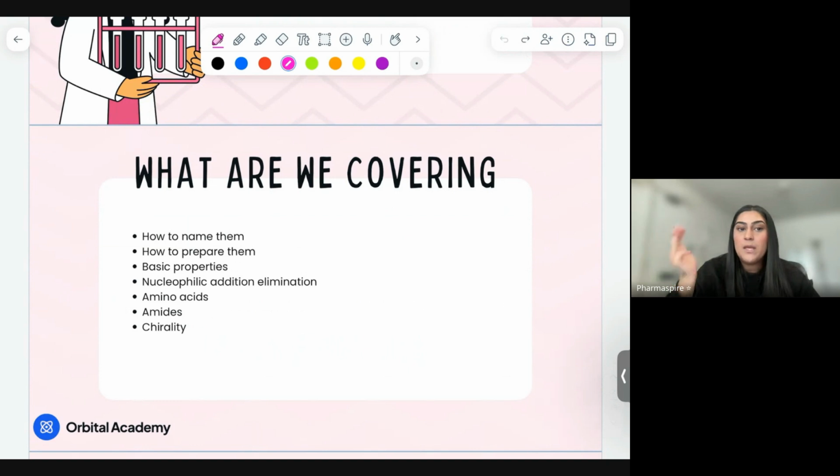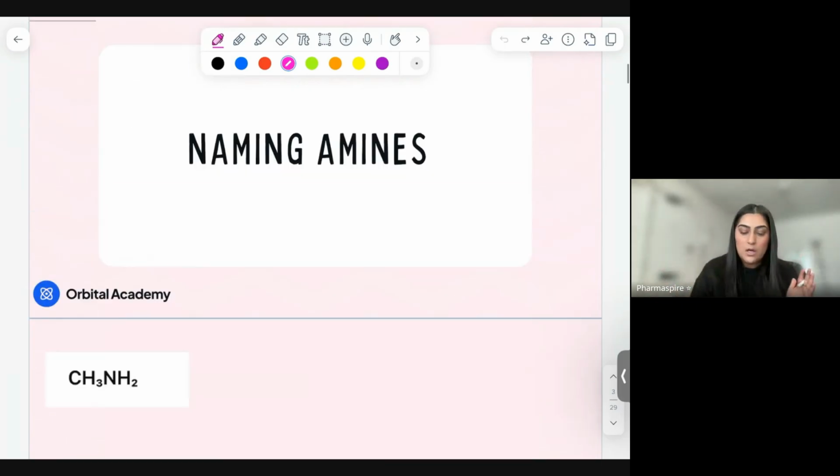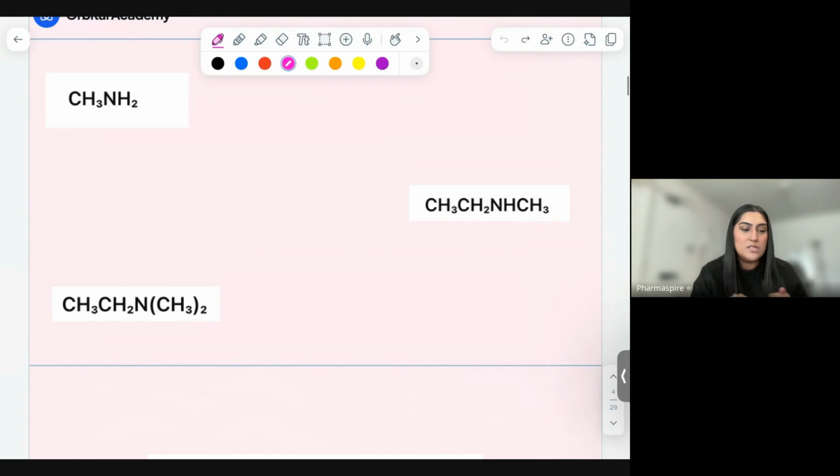How to prepare them, the basicity and properties you need to know that will probably come up this year, nucleophilic addition and elimination, amino acids if we have time. We'll talk a bit about amides. Chirality is a given with amino acids, and I want to talk to you about phenylamines. All good with that? There's a lot to go through, but we'll get a whole idea of everything you need to know. I'll ask you guys questions because we're only 3 days away from the exam.